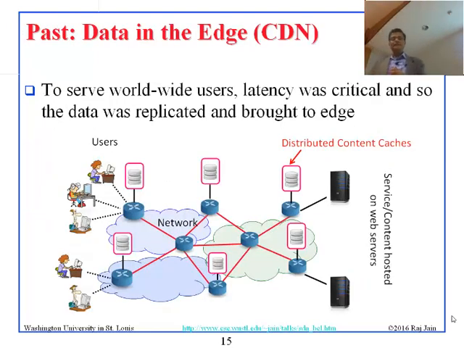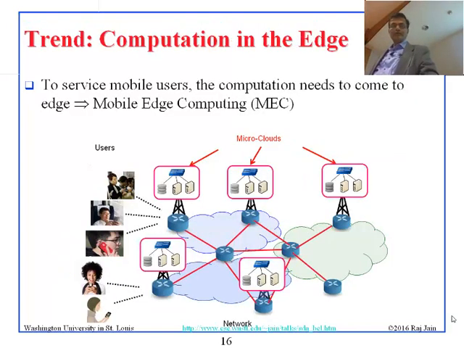Second trend is, if you remember when we started the web, we all wanted to get the web page very fast. So what they did was they made copies of the web page and put it everywhere. And that is called Content Distribution Network, CDN. Right? Now, we want to do the same thing with computation. If you want to compute something, then you want to be able to compute at every place.